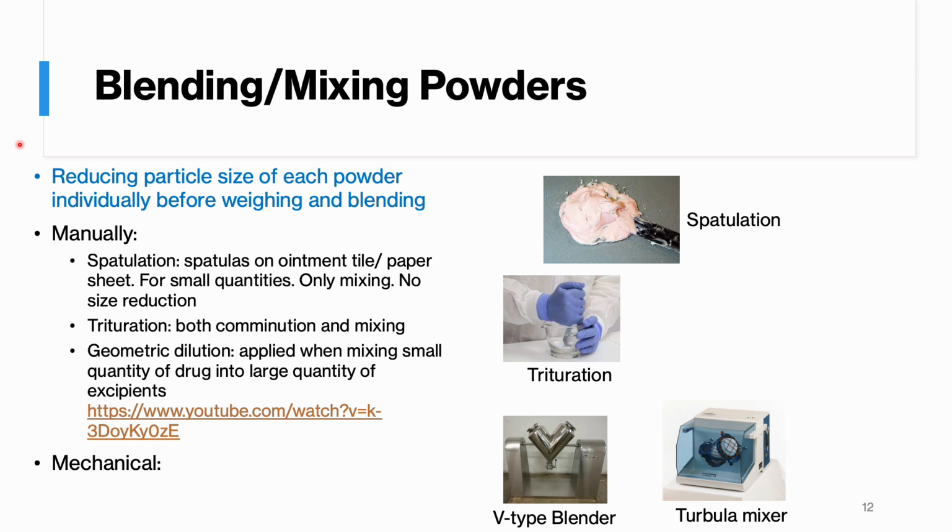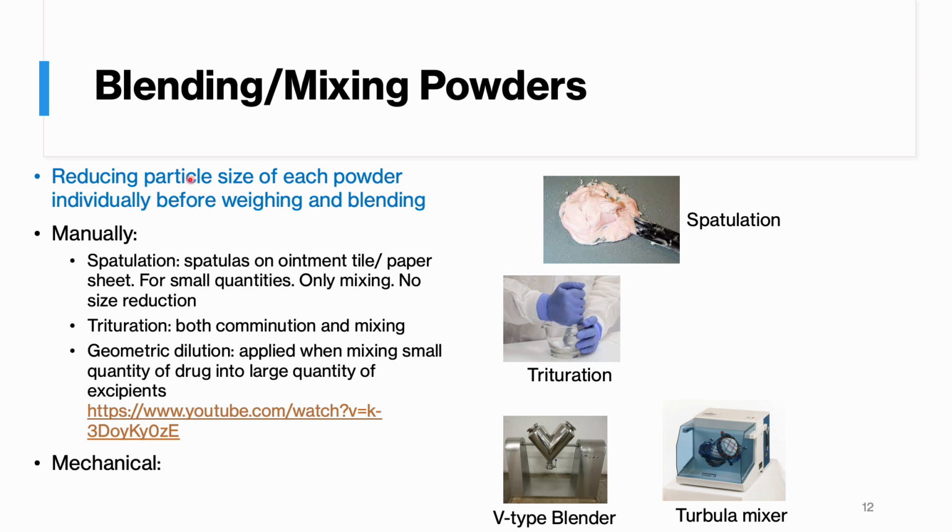It's important to know that the particle size of the powder needs to be reduced to the desired size. Each powder needs to be in the desired size before being weighed or blended. So if you have many ingredients, you need to check the size. And if the size is large, you need to reduce the size separately before you add them together.